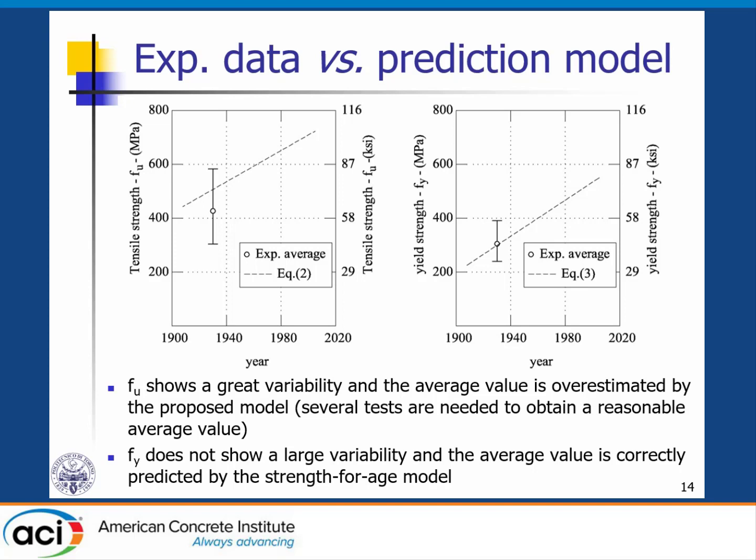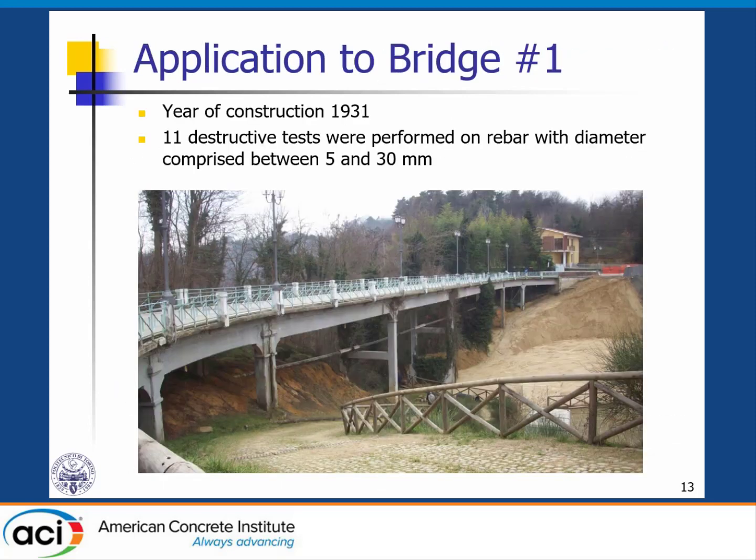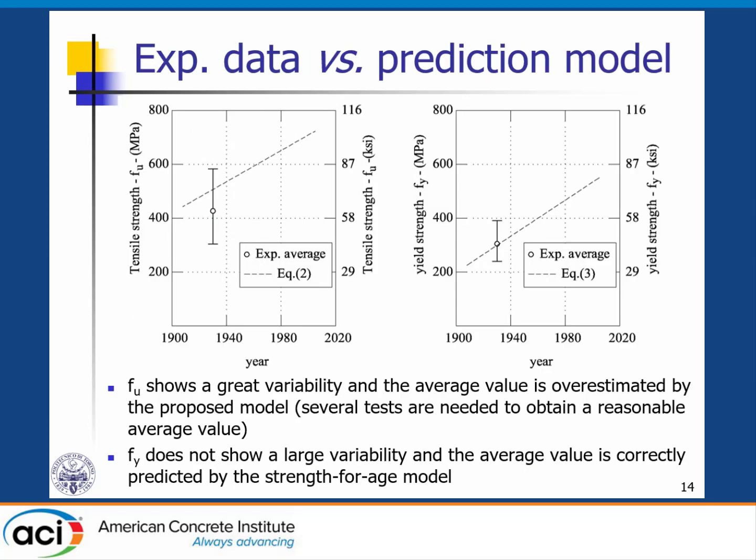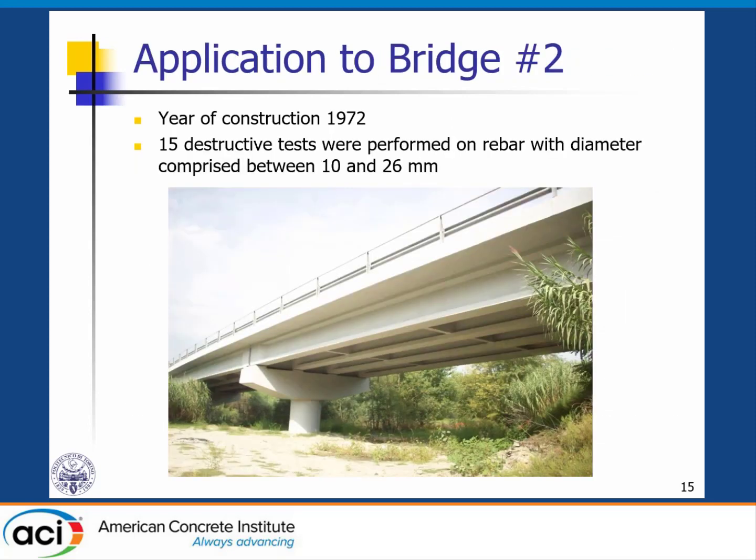And of course, the average value, which is here, is lower than that predicted by the model. So what we can say about this is that if you want to obtain the average value of tensile strength, 11 destructive tests are not sufficient because there is a large dispersion. On the contrary, regarding the yield strength, the dispersion is not so large, and the average value is quite close to the prediction of the model. So in general, this is the value that we use in the calculation or in the design of the bridges.